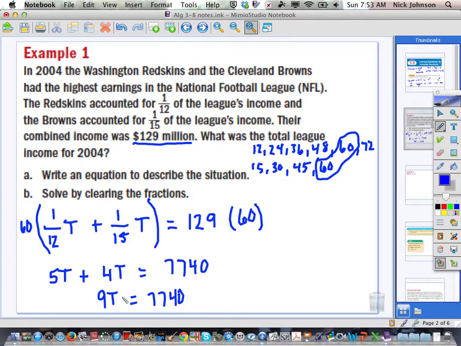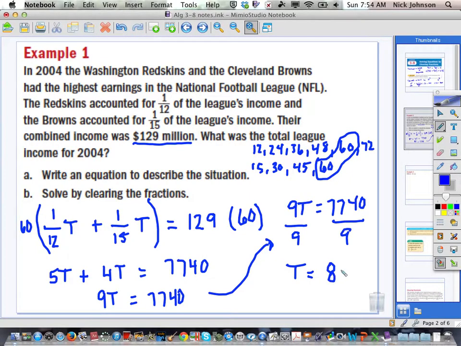I'm running out of room, so I'm just going to move it right up over here. So 9t equals 7,740. The inverse of multiplying by 9 is dividing by 9. Whatever I do to one side, I have to do to the other. I told you you're going to get sick of me saying that. Divide that number by 9 on your calculator, and it tells you the league's total income is $860 million.